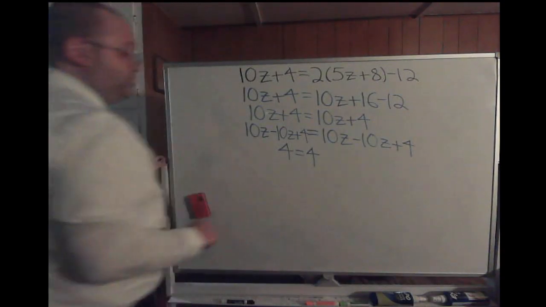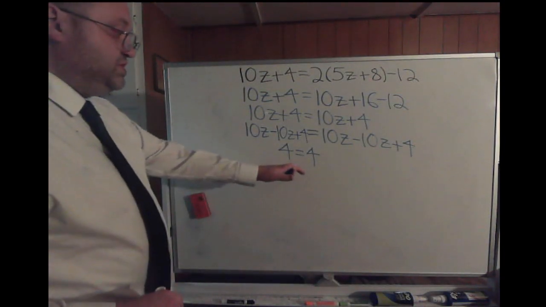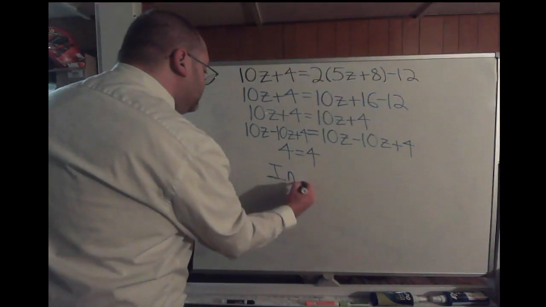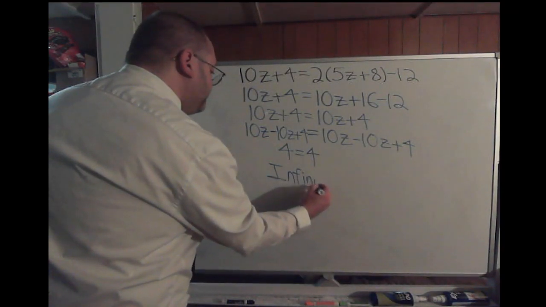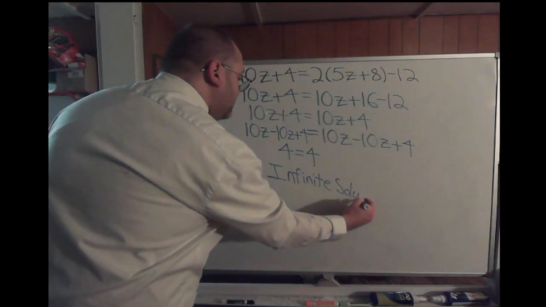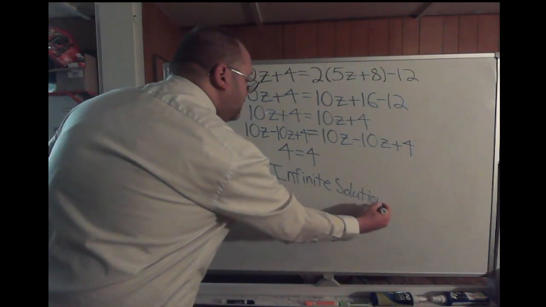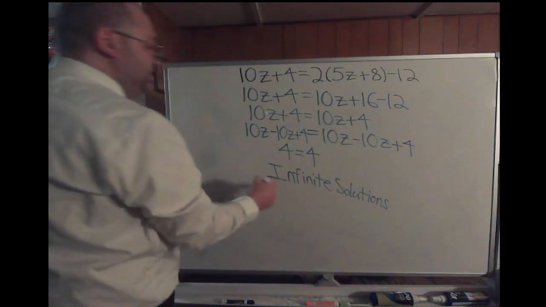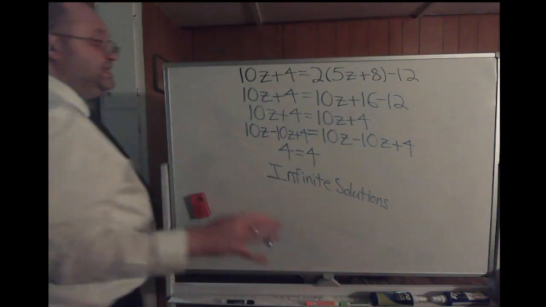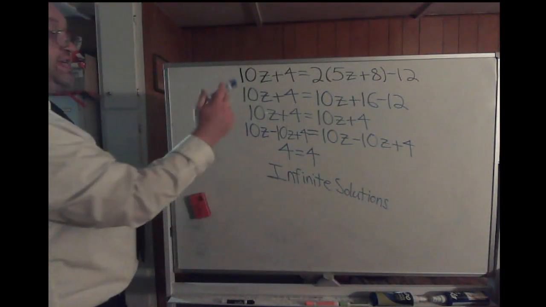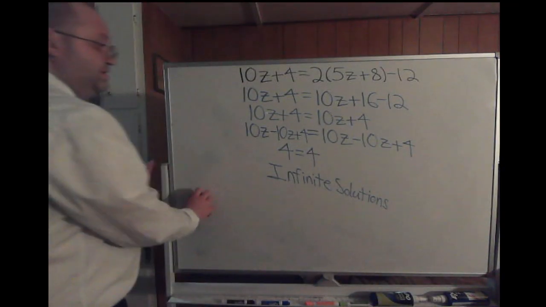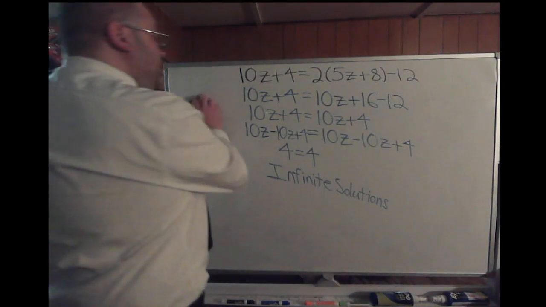You have another true statement. You just end up with a true statement. 4 equals 4, meaning you have infinite solutions. You've got infinite solutions to this. So that means you can stick in any value of z that you like, and you'll get the left side equaling the right side every time, whenever you have infinite solutions.